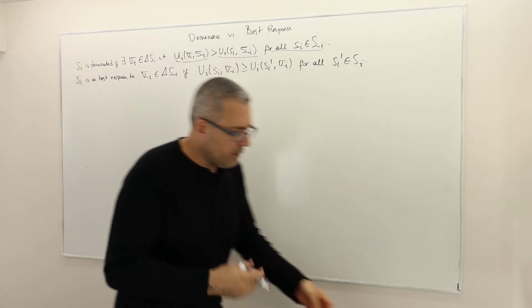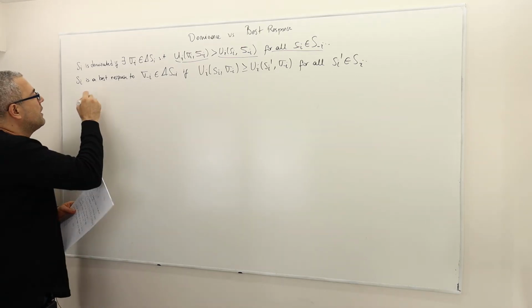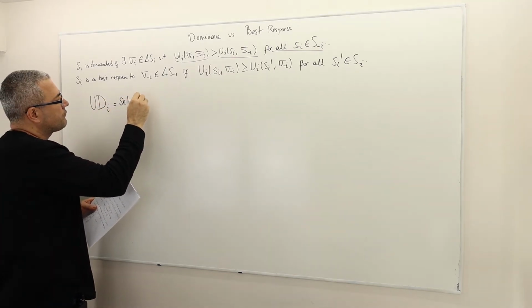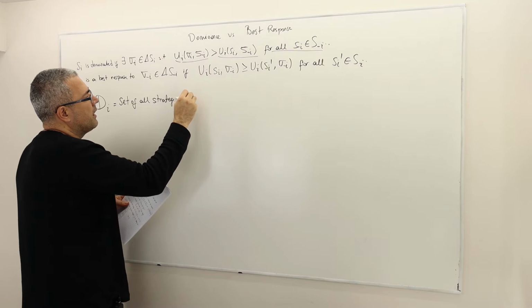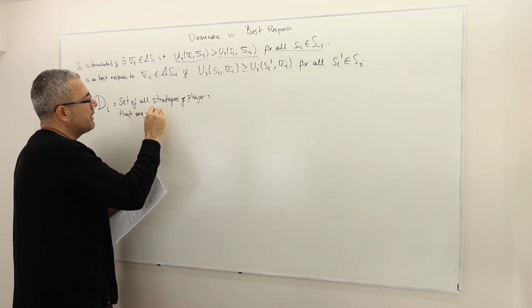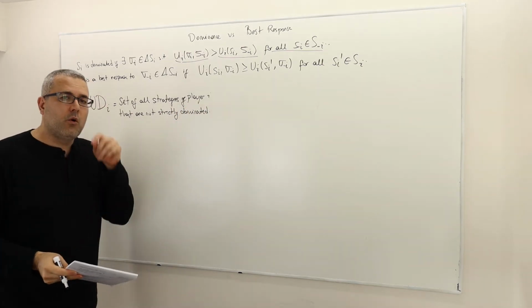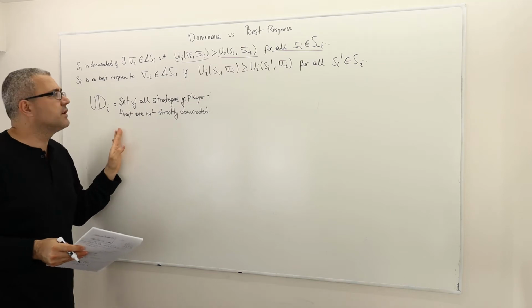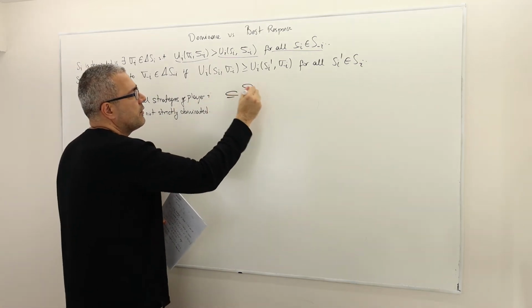So, in order to formally describe how these two definitions are related, let's define two concepts, two sets. So I'm going to call UDI the set of all strategies of player I that are not strictly dominated. Meaning, find all strictly dominated strategies of player I, eliminate them, and look at the remaining strategies. So those strategies are not strictly dominated. So this UDI is basically a subset of S sub I.